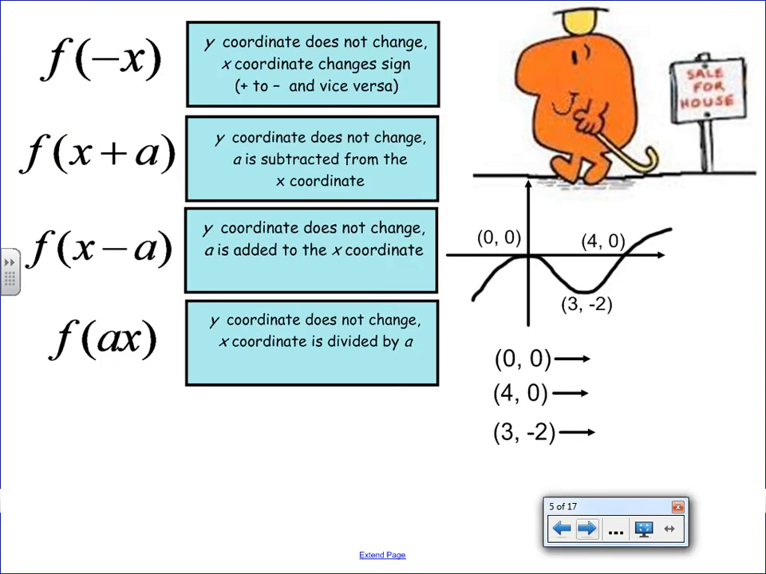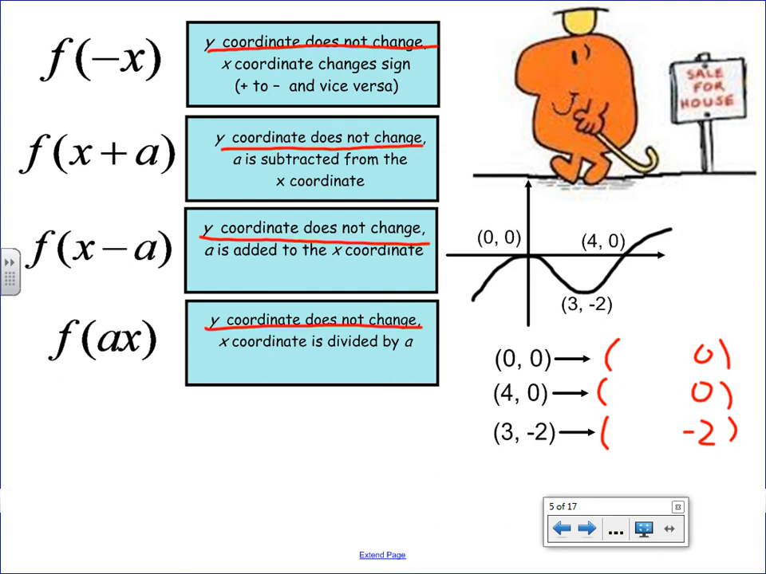So again, what happens to the coordinates? Well, the y coordinate is not going to change. Y coordinate does not change, y coordinate does not change. So whenever we're doing one of these transformations, we can straight away fill in the y coordinate and make sure that we don't change it. And then think, what happens to the x coordinate? What am I actually doing?